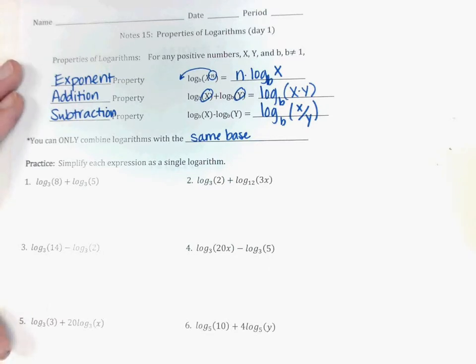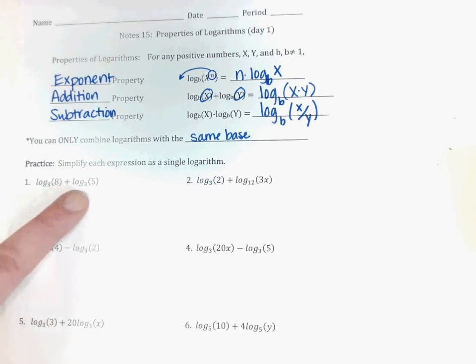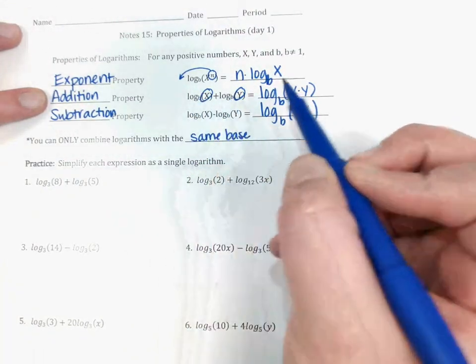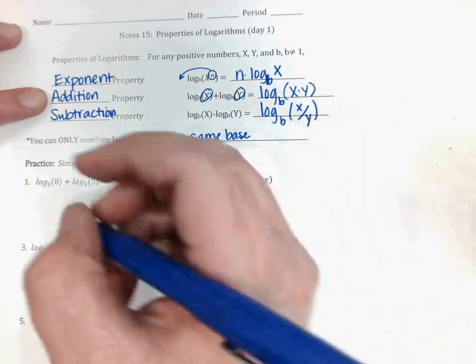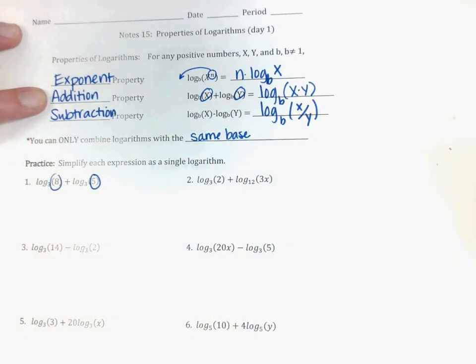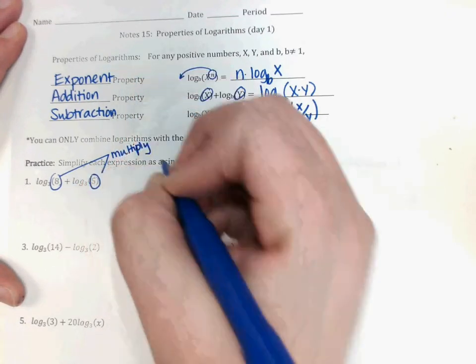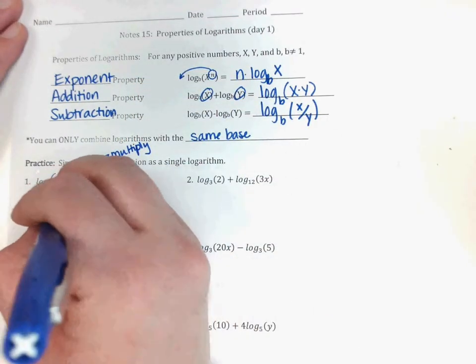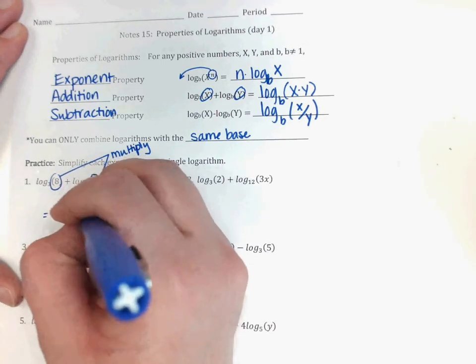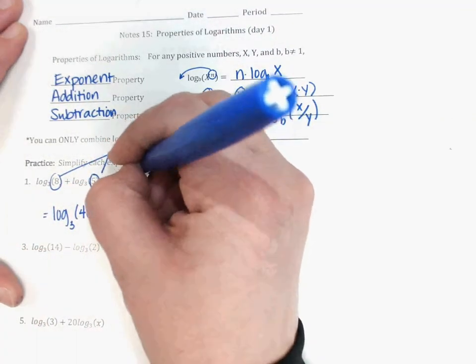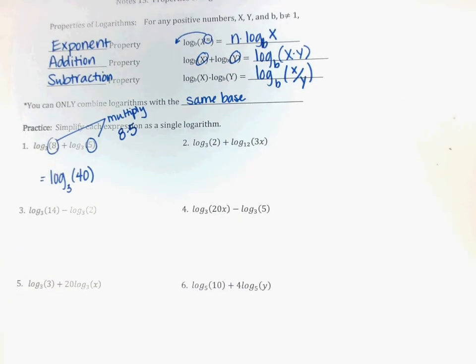So, for example, take a look at number 1. I have log base 3 of 8 plus log base 3 of 5. Well, the addition rule tells me that if I have 2 logs that are added, I can multiply their arguments. So if I do 8 times 5, what am I going to get? 40. So that is equal to log little 3 of 40, because I would have done 8 times 5 combined into a single log of 40. Make sense?